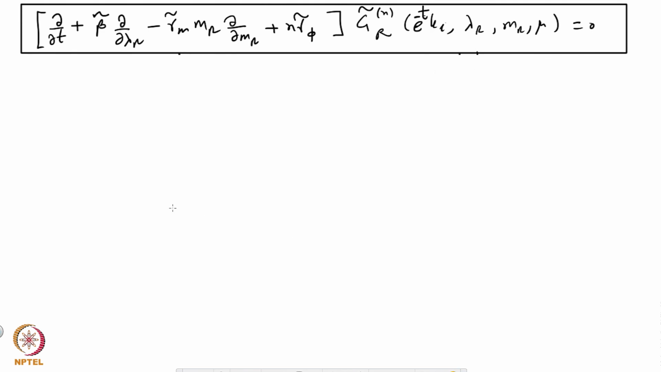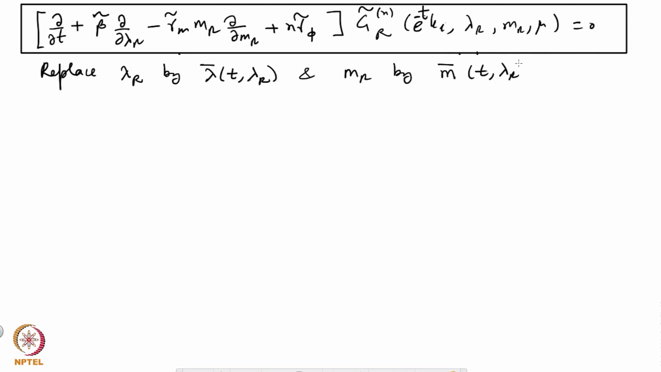Okay, so it's here again, and what I should do is replace lambda r by lambda bar of t lambda r, and mr by m bar t lambda r. Okay, so I'll make this replacement of renormalized coupling and renormalized mass by effective coupling and effective mass, or running coupling and running mass.